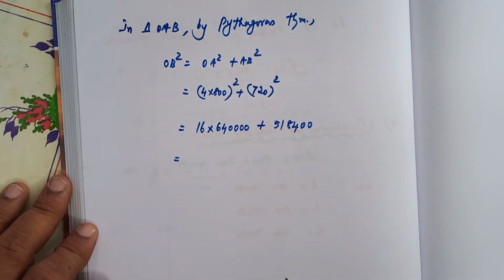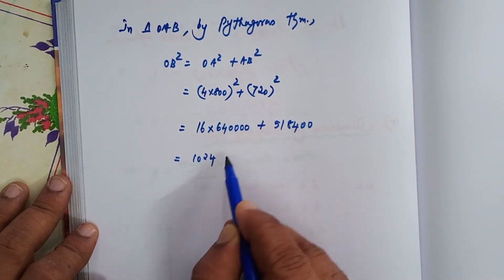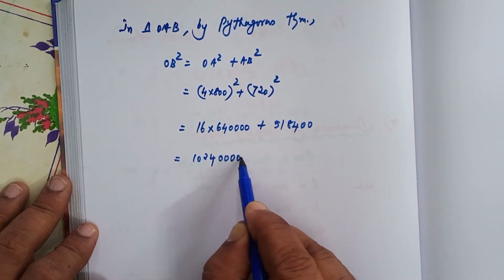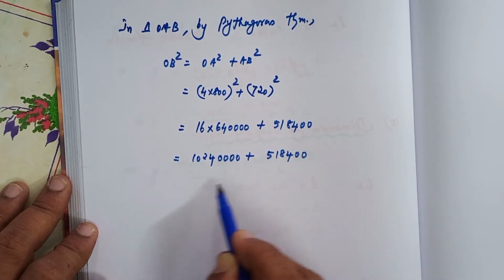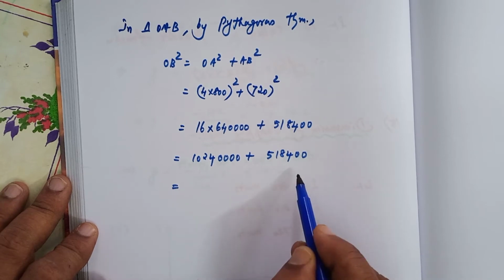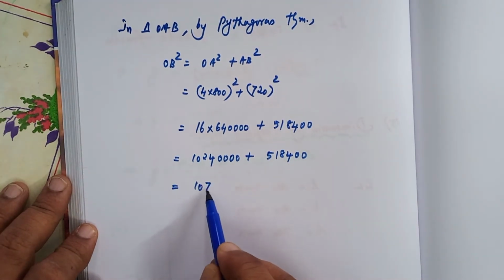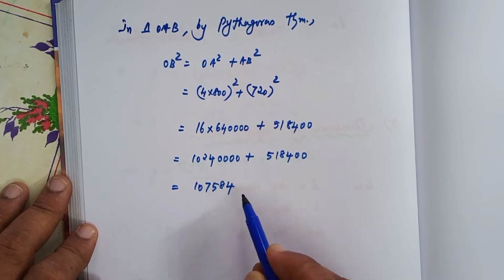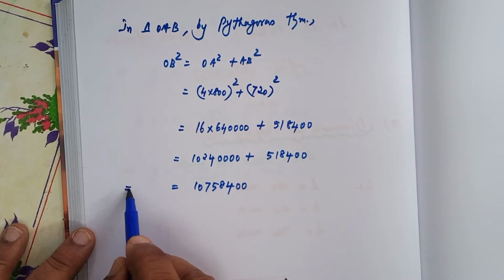16 into 64 equals 1024 followed by 4 zeros, plus 518400. Then we have to add these two. You will be getting 10758400. This is OB square.